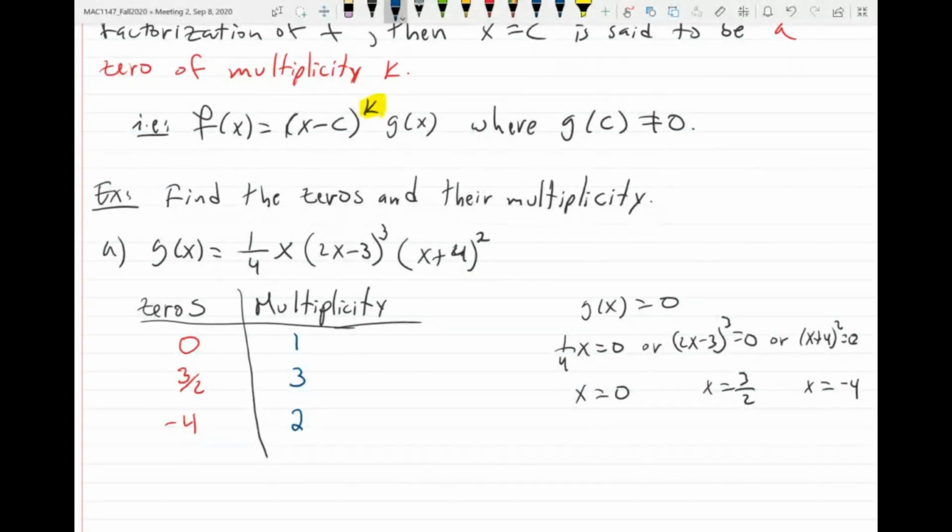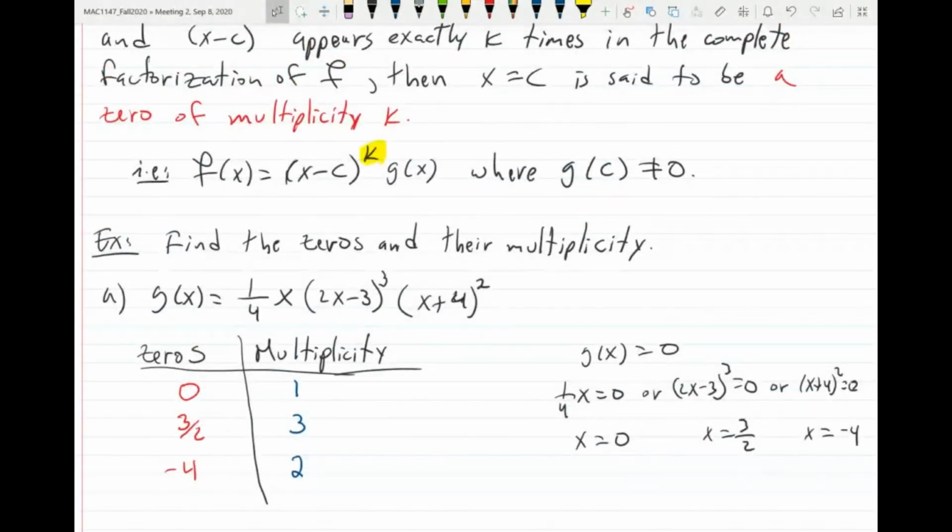So Ram asks about the multiplicity of each term, provided that you have the complete factorization. You have to be very careful. You have to make sure that the polynomial is completely factored. Once you factor it completely, the multiplicity of a zero is the power that the corresponding factor has. And remember, you need to know what multiplicity corresponds to what zero. For example, 1 corresponds to the zero 0. The 3 that we see there as a power corresponds to 3 half, and the 2 that we see as a power corresponds to negative 4.